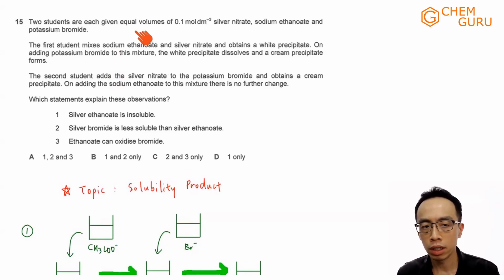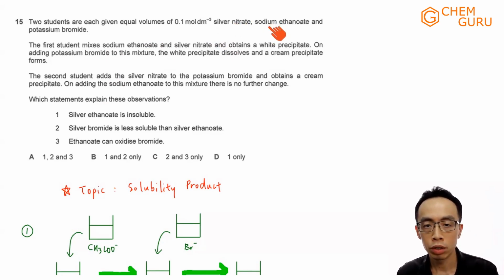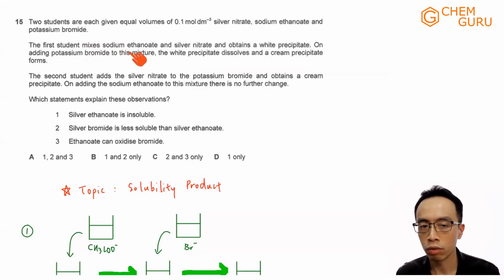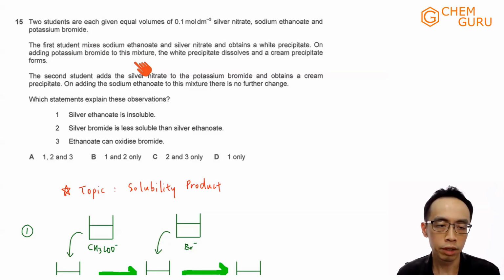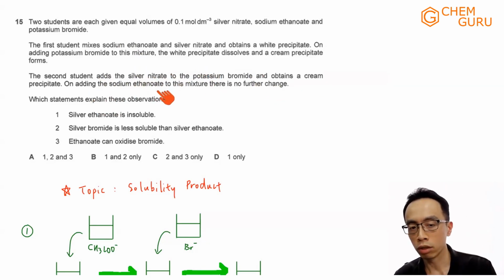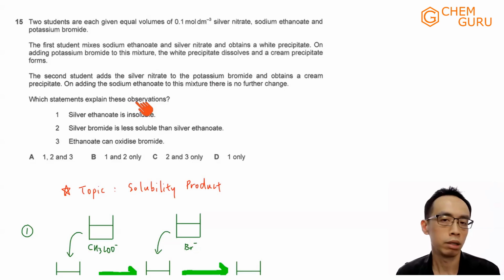Two students are given equal volumes of 0.1 mol per dm cube silver nitrate, sodium ethanoate, potassium bromide. First student mixes sodium ethanoate and silver nitrate and obtains a white PPT. Then add potassium bromide to this mixture. The white PPT dissolves and forms a cream precipitate instead. Second student adds silver nitrate to potassium bromide, obtains a cream precipitate. When you add sodium ethanoate, nothing happens. So which statement will explain this observation?